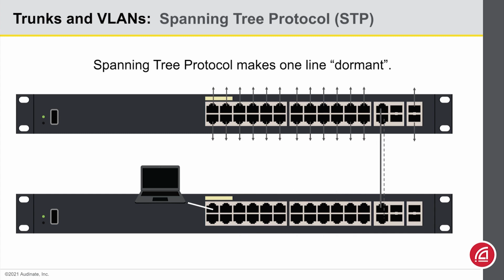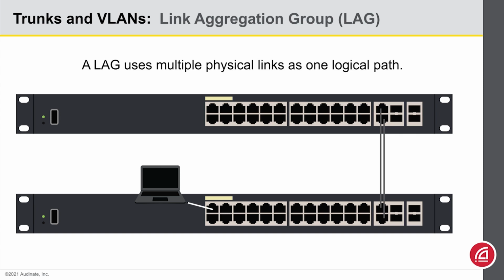So now it can't get stuck in an endless loop. So let's get back to this idea of creating two links between switches. The original idea was to get double the bandwidth, right? Well, if that's your goal, you can achieve that by programming these links as a link aggregation group.